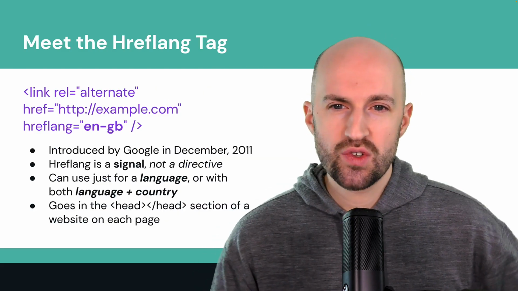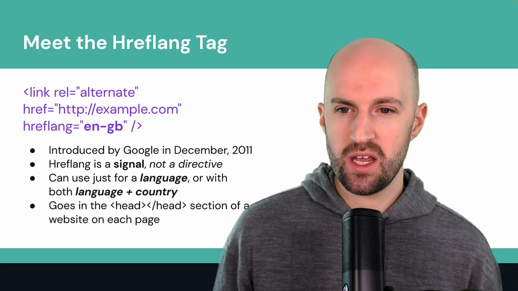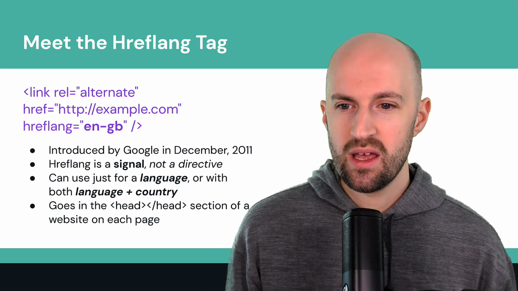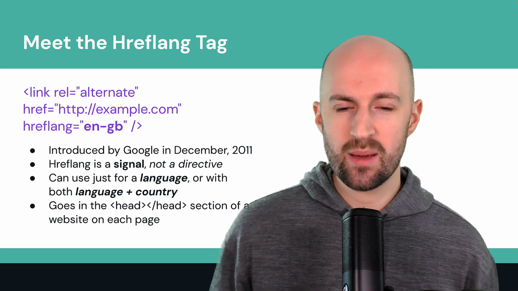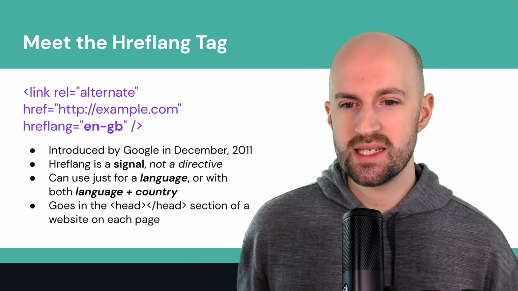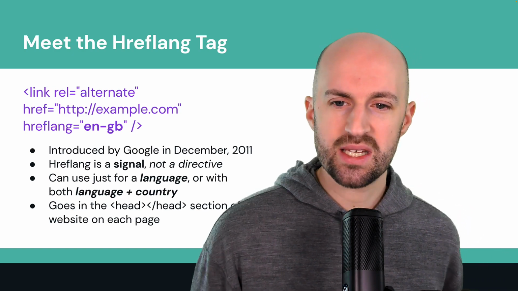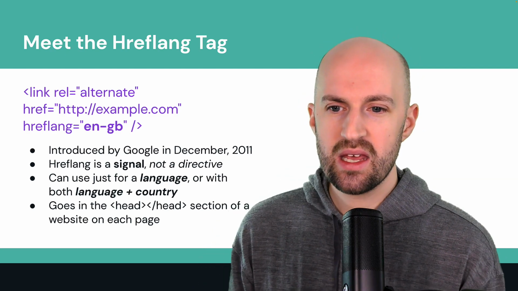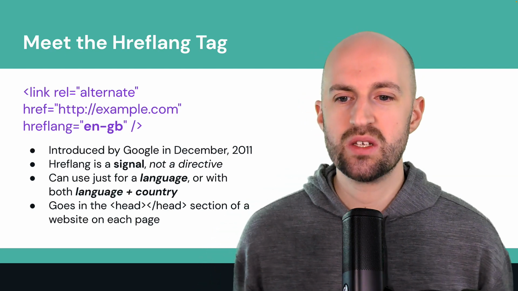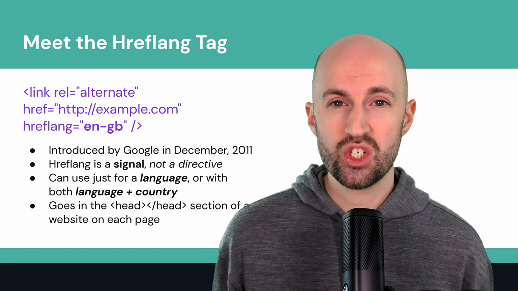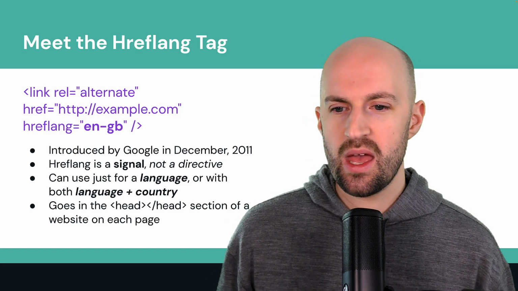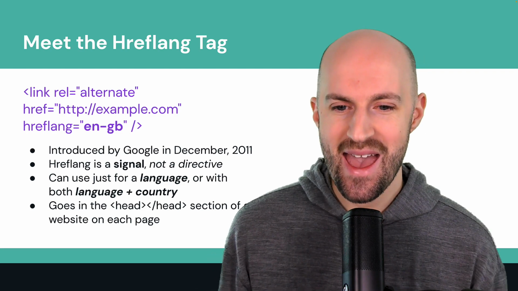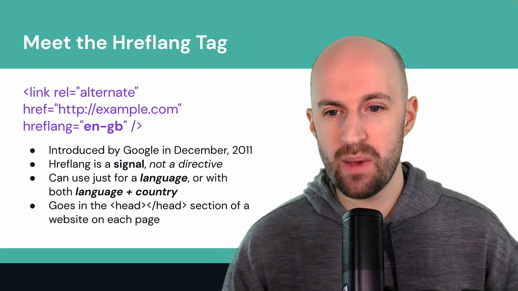So let's meet the Hreflang tag. This little code snippet here is the Hreflang. Basically, it was a piece of code introduced by Google in December 2011. And it's a signal. It's not a must-have. It's not a directive. It can be used to specify the language of that content, or a language and a country. And this little tag goes in the head section of a website on each page.